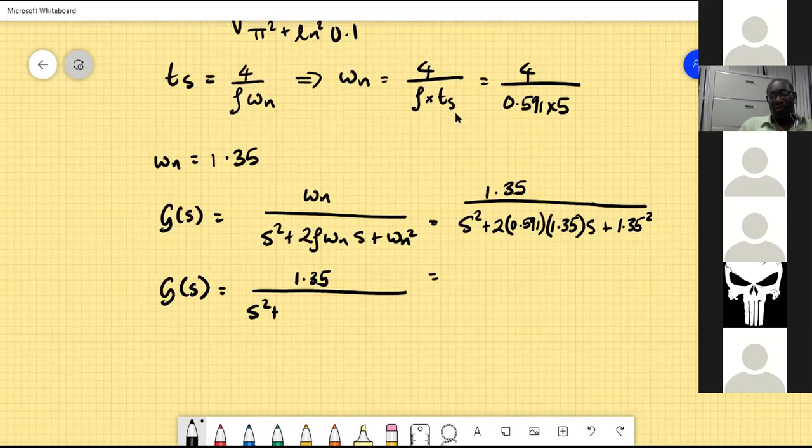That's 2 times 0.591 times 1.35, which is 1.59, about 1.6. And 1.35 squared is 1.82. All right.